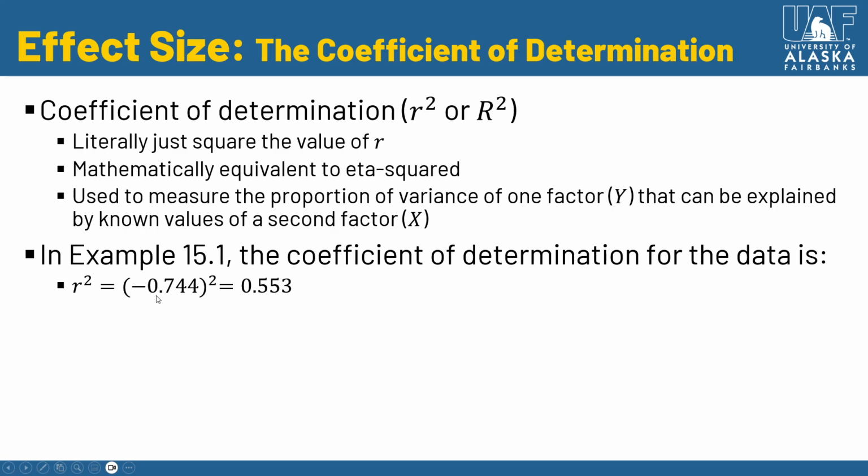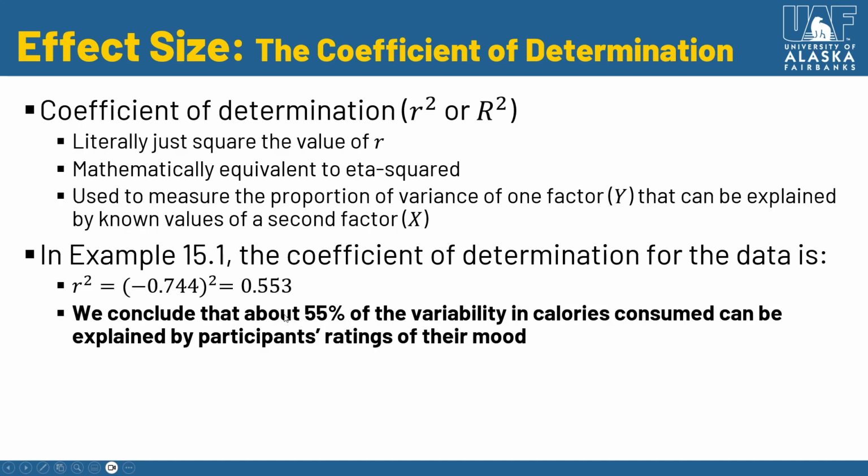So in the previous example, if we square our r value, sorry, my Kansas doesn't let me say this well. We square the r value and we get this. So you can see the effect size here is smaller than the actual correlation coefficient. All right, here we could say that we conclude that about 55% of the variability in calories consumed can be explained by participants' ratings of their mood. Right, so in other words, your mood plays a big role in how much we eat.